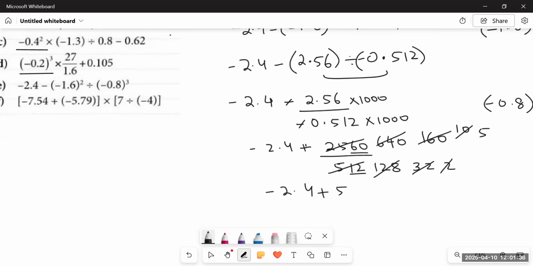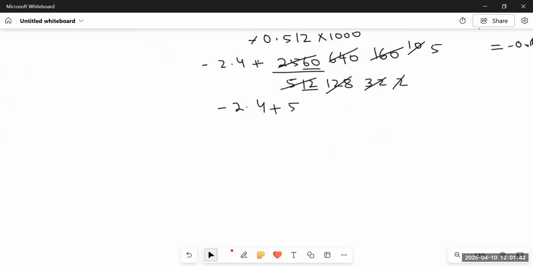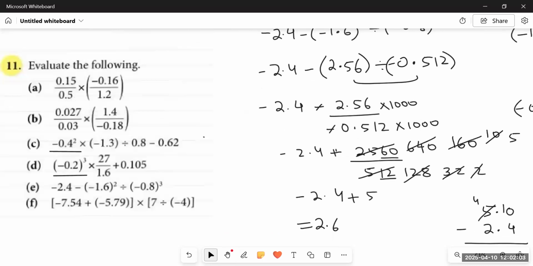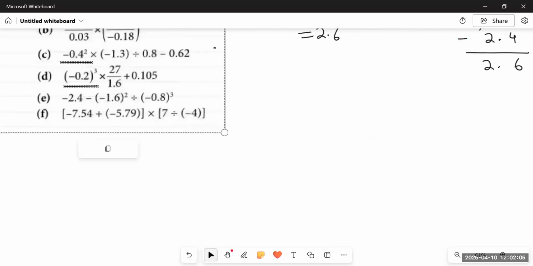What to do next? We'll simply have to subtract minus 2.4 with 5. Since 5 is greater, it would be like 5 minus 2.4. There is no decimal point, so we'll put a decimal along with a 0 and give a carry. So it becomes 10 and the answer would be positive 2.6 because 5 is greater and it's positive. So the final answer would be 2.6. This was a bit easy question. You just need to follow the steps.